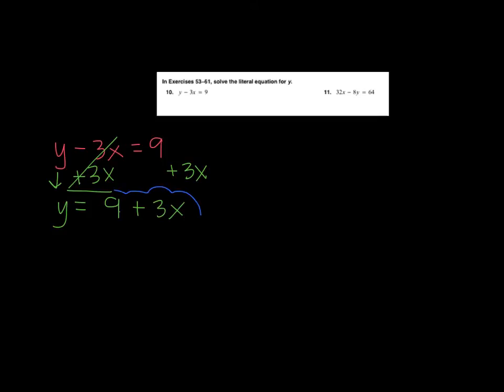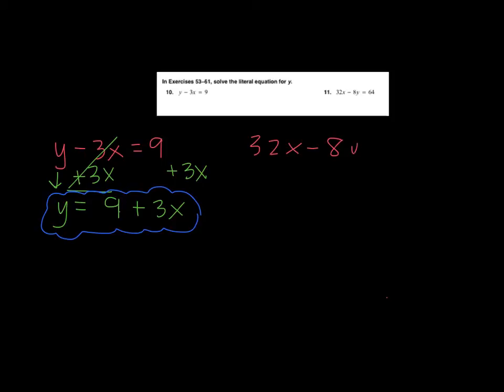You know you're finished solving a literal equation when you have the variable that you're trying to solve for by itself. Since I have y by itself here, I know I'm finished. Y is equal to 9 plus 3x. Okay? Alright, so on number 11, this one's a little bit more involved because we have some coefficients.